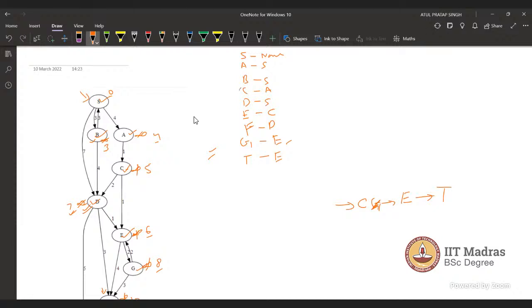Yeah, A. And what is the parent of A? S. This path will be written by the Dijkstra algorithm. So S is ET.